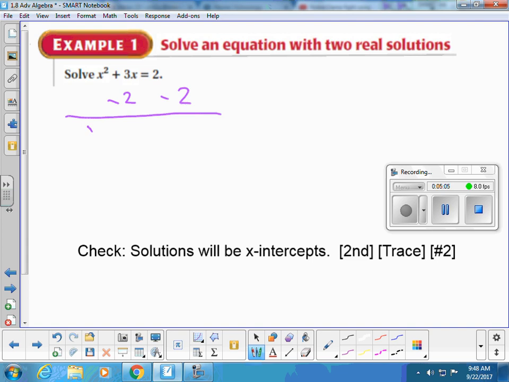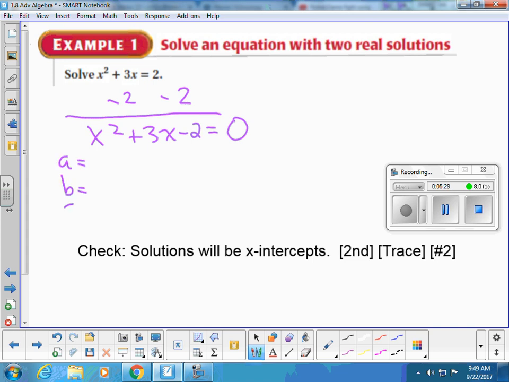Alright, so x squared plus 3x minus 2 equals 0. It's not factorable. The only time I would ever use the quadratic formula is if something is just not factorable, and I just don't want to deal with factoring it. And I don't want to do completing the square either, because you could do completing the square to figure this out and solve it. Alright, so we're ready to try a quadratic formula.